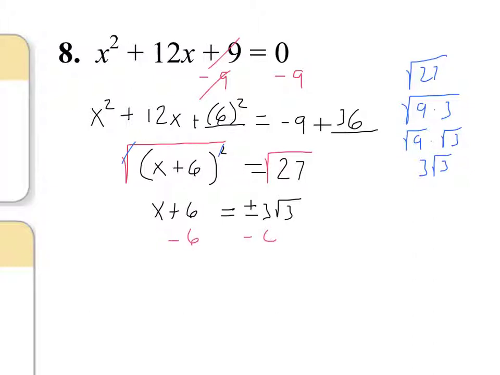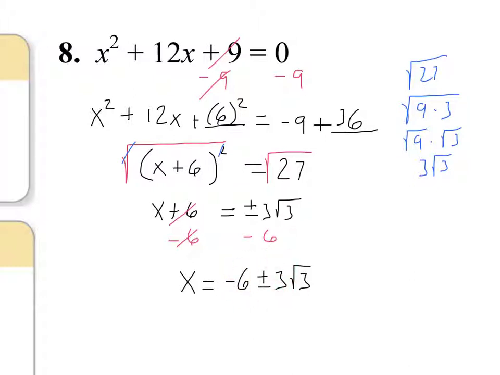Subtract 6 from both sides. We always want to write our whole number first. So x equals negative 6 plus and minus 3 square root of 3. One last thing to talk about here. You cannot combine the negative 6 and the 3.